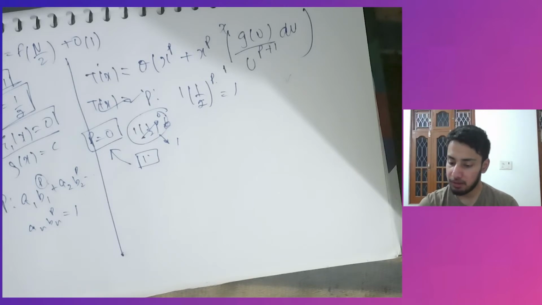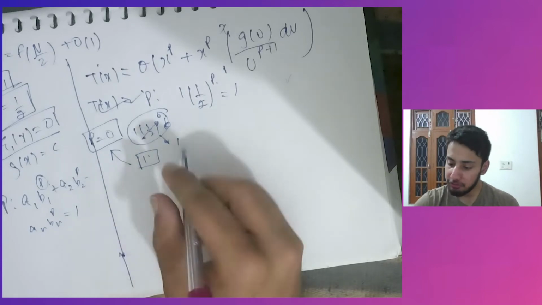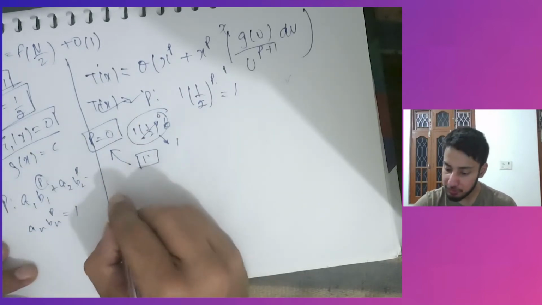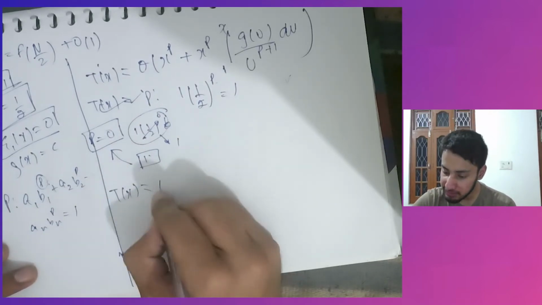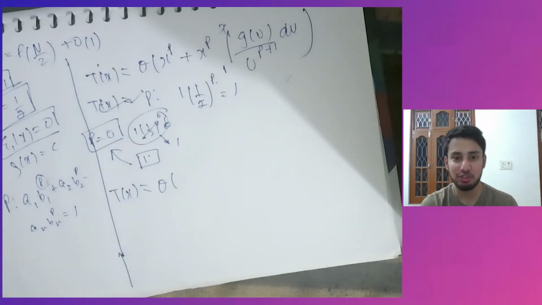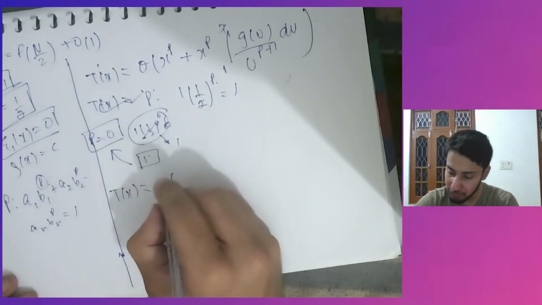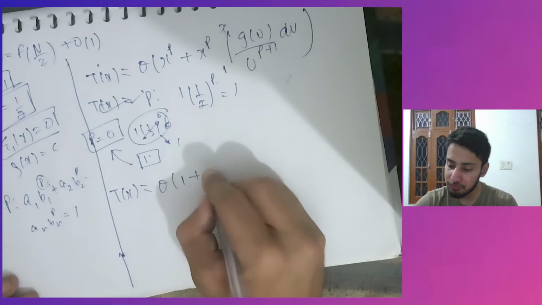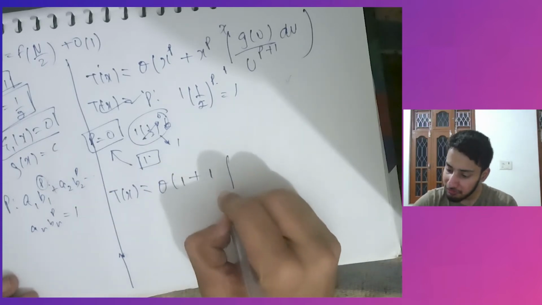Sounds good. What is the next step? We have got the value of p as 0. Okay, so T of x equals theta into x raised to power 0. What is x raised to power 0? Anything to the power 0 is 1, plus x raised to power 0 times the integral from 1 to x.